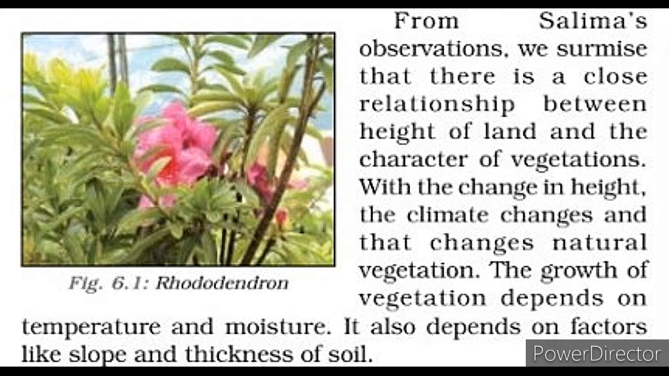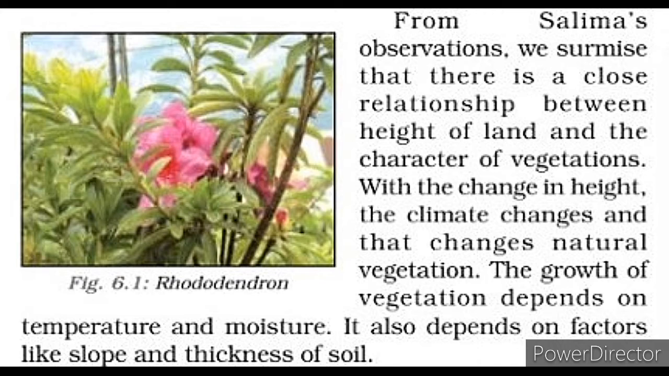So basically, till now we have learned that there is a close relationship between the height of land and the character of vegetation. And what is that relationship? With the change in height, the climate changes, and because of that change, natural vegetation also changes. The growth of vegetation depends mainly on temperature and moisture. These are the two most prominent factors by which the whole vegetation cover mostly changes. First is temperature and the second one is moisture.